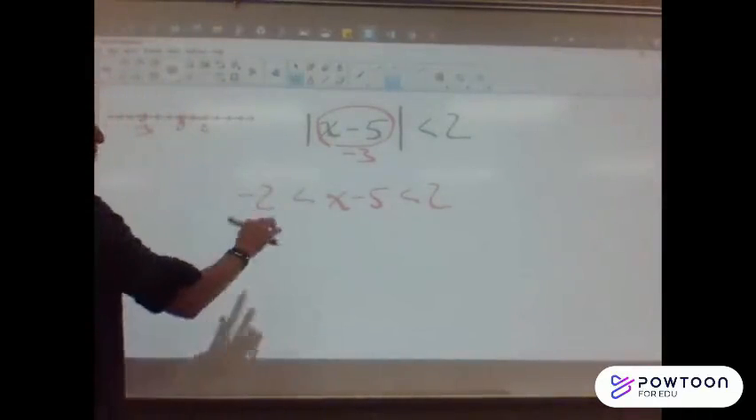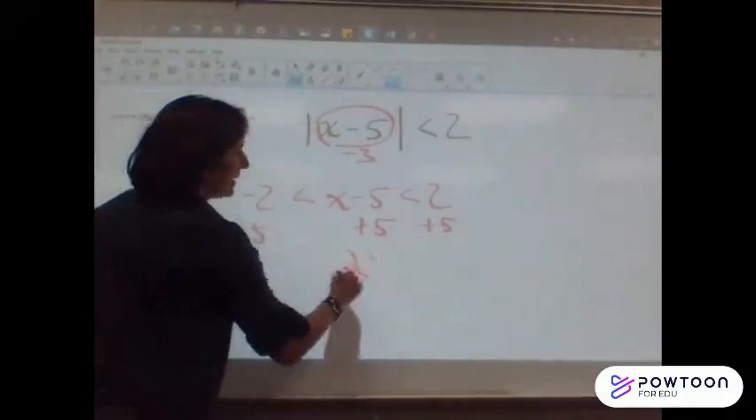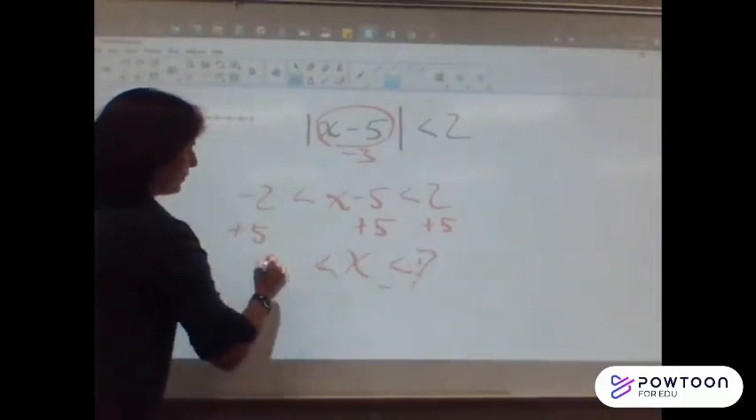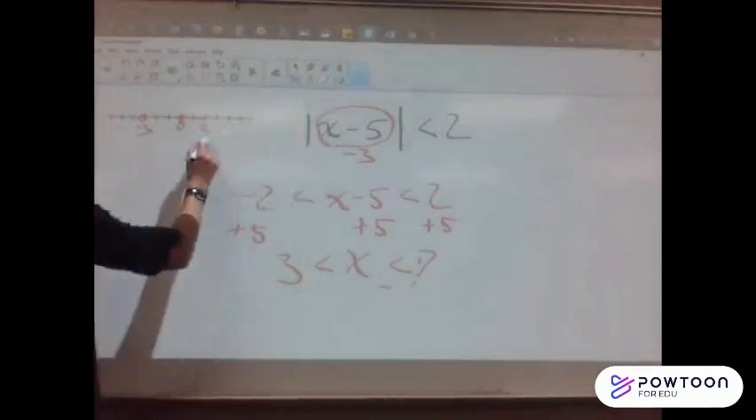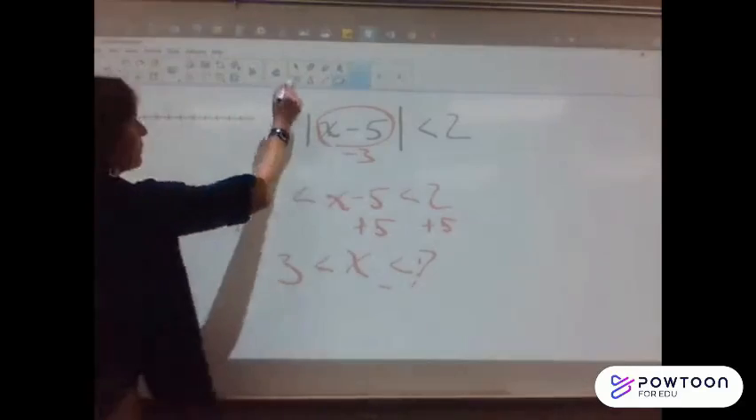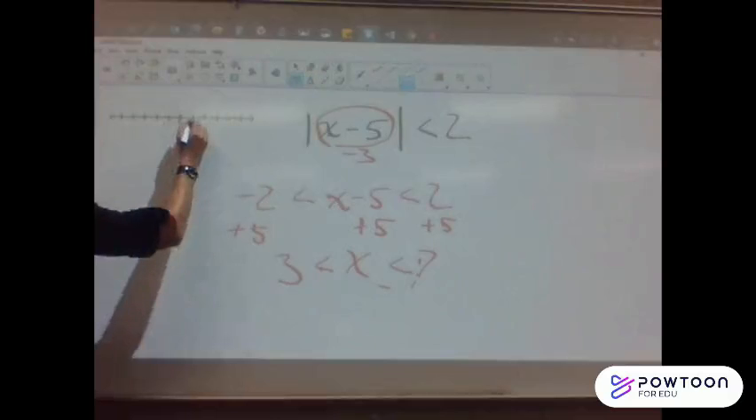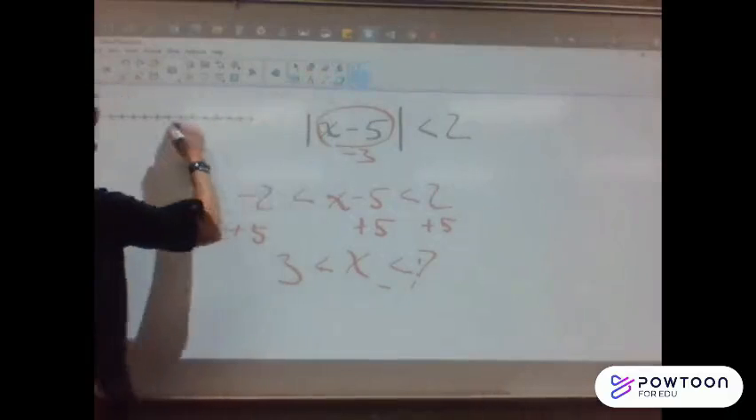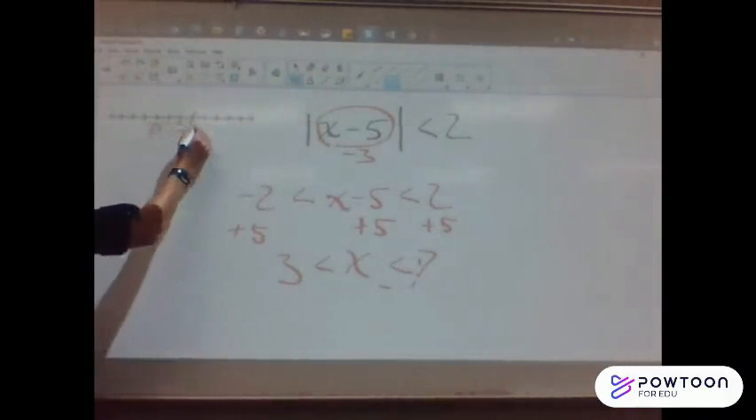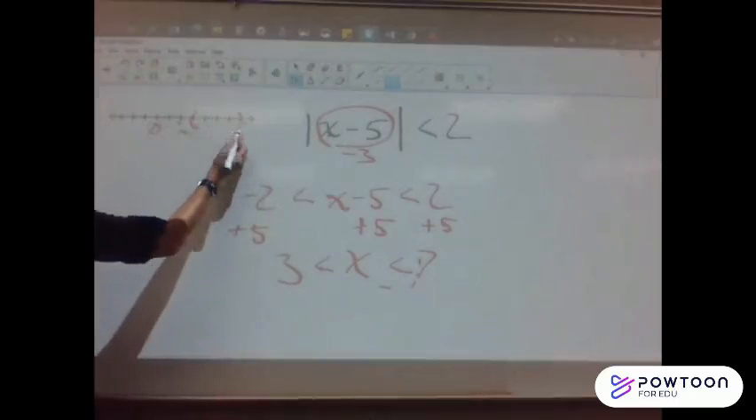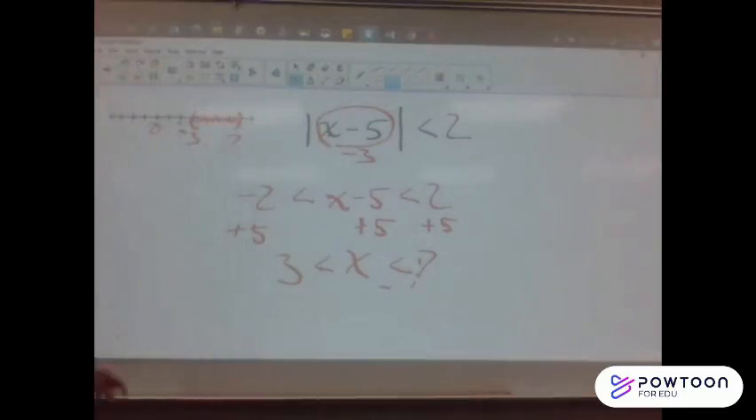And now when we go to solve this problem, we have to add 5 to all 3 sides, and x is less than 7 and greater than 3. So up here on our number line, okay, 1, 2, 3, 4, 5. Try again, Mrs. Frank. Put 0 over here. 1, 2, 3, 4, 5, 6, 7. So x has to be in the middle of 3 and 7.